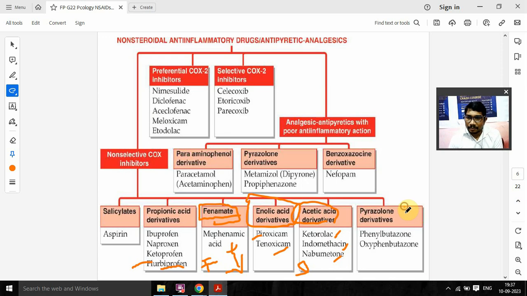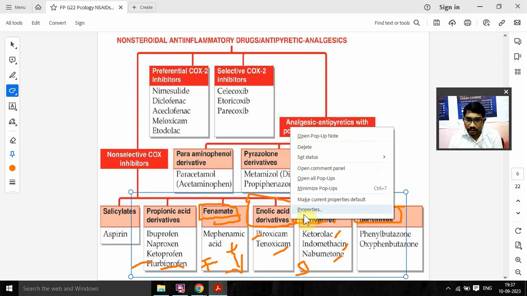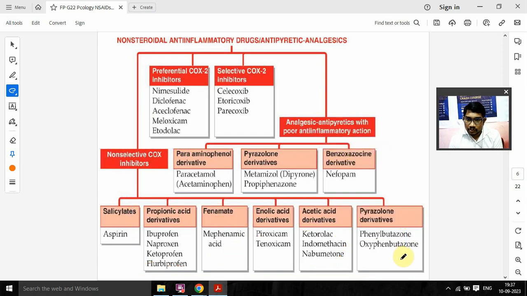देन नेक्स्ट आता है पायराजोलोन डेरिवेटिव. पायराजोल न्यूक्लियस, पायराजोलोन डेरिवेटिव. So in that आएगा phenylbutazone, oxyphenbutazone. Oxyphenbutazone is an active metabolite of phenylbutazone. नैबुमेटोन क्या है, इट इज अ प्रो ड्रग. ये हो गया नॉन सिलेक्टिव कॉक्स इनहिबिटर.